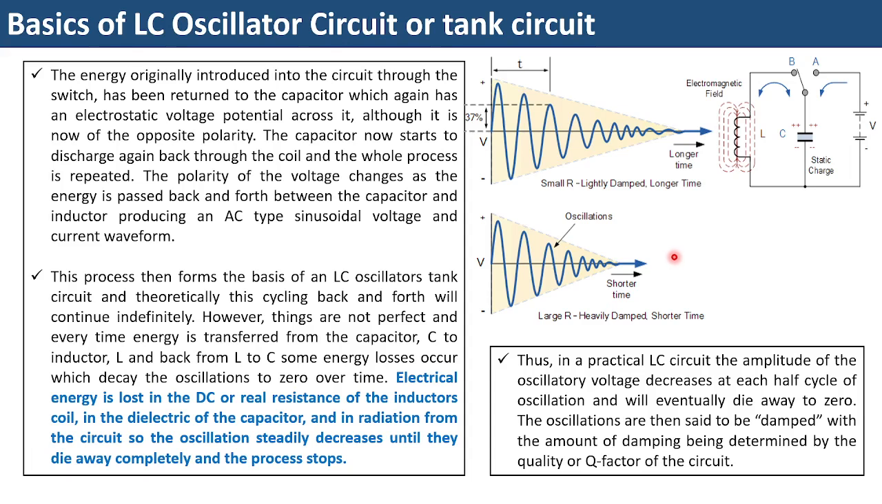So therefore, in a practical LC circuit, the amplitude of the oscillatory voltage decreases at each half cycle of the oscillation and will eventually die away to zero. The oscillations are then said to be damped, with the amount of damping being determined by the quality factor or the Q factor of the circuit.